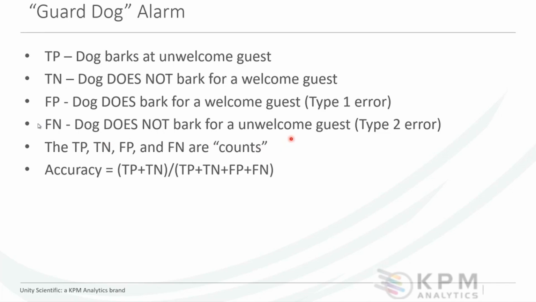Okay, so the dog is the discriminator as to whether or not the guest is welcome or not. And if the dog is correctly picking up as to whether or not the guest was welcome or unwelcome, we get a true result. If the dog is wrong, we get a negative result. And the accuracy can be calculated here.